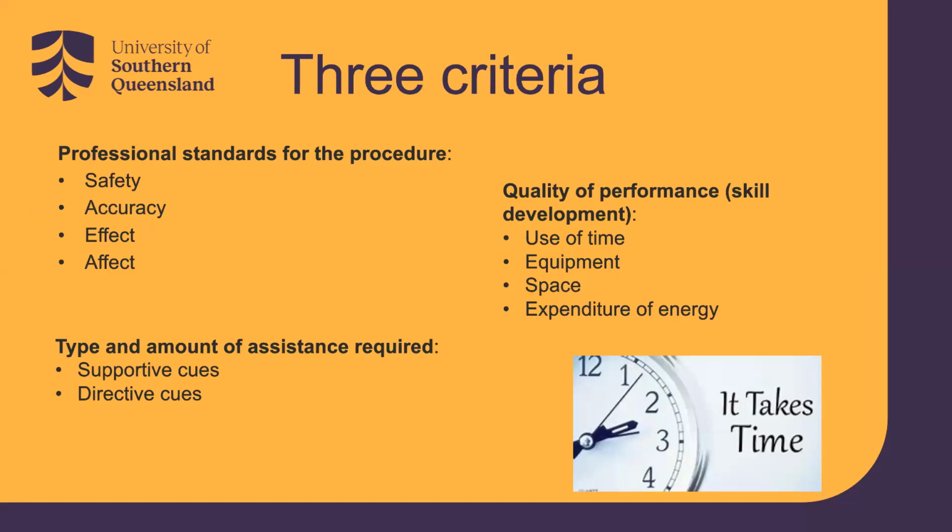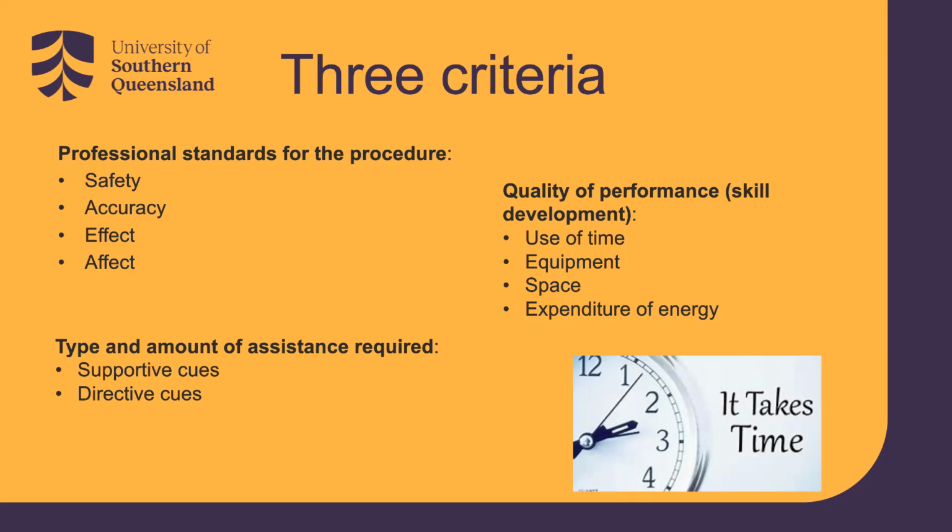There are 3 criteria that the Bondy scale assesses. Professional standards for the procedure are interpreted in terms of safety, accuracy, effect, which is achieving the purpose of the behaviour or procedure, and affect, the manner and demeanour of the student. The quality of performance refers to the degree of skill development. This encompasses the use of time, equipment, space, and expenditure of energy.